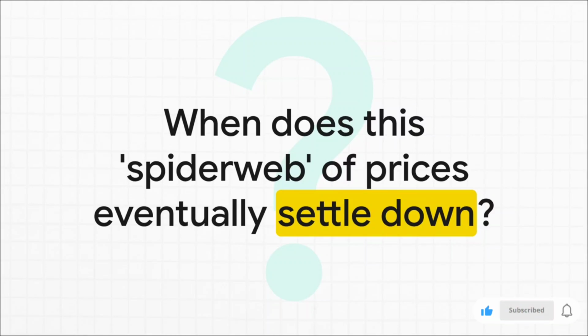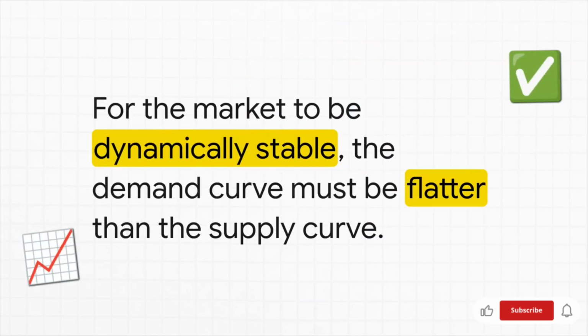So this leads us to a really critical question. If we want to understand if a market is healthy or not, are these wild price swings going to eventually calm down and settle at an equilibrium? Or are they just going to spiral more and more out of control? Well, the answer is right here in this mathematical condition. For the market to be stable, the absolute slope of the supply curve has to be greater than the absolute slope of the demand curve.